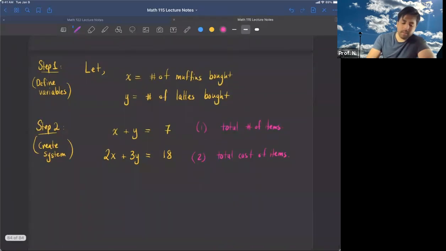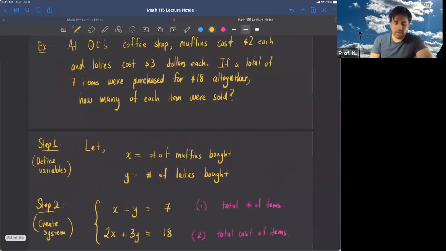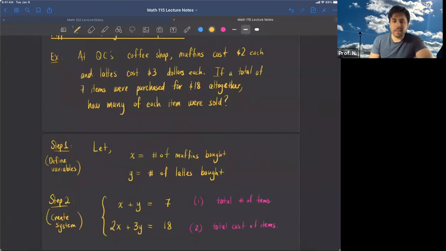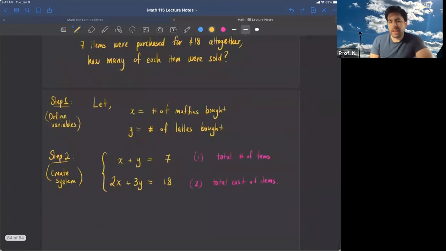And you see that? This is a system now. I translated these words into variables and into equations, and therefore into a system of equations. And the nice thing is I know exactly how to solve. So solve the system.